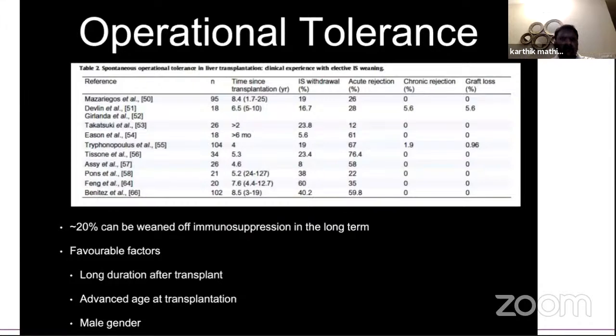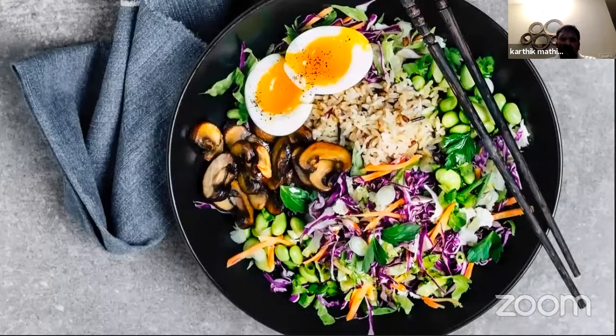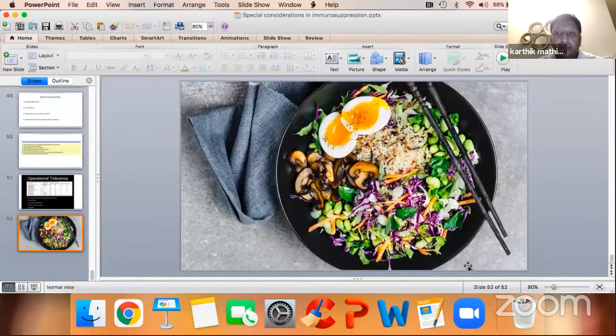The favorable factors are long duration after transplant, advanced age at transplantation, and male gender. Even if you want to try, say the patient is more than 10 years post-liver transplant, he's already 75 plus and he's male, then you can think of tolerance and start withdrawing the immunosuppression, closely follow up and see. So we come to the end of the talk. It always needs to be a balance. It's like a balanced diet. So now the floor is open for questions.